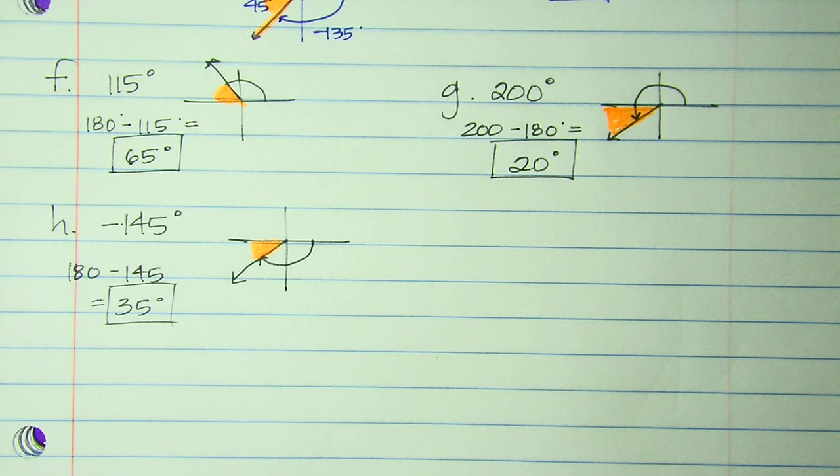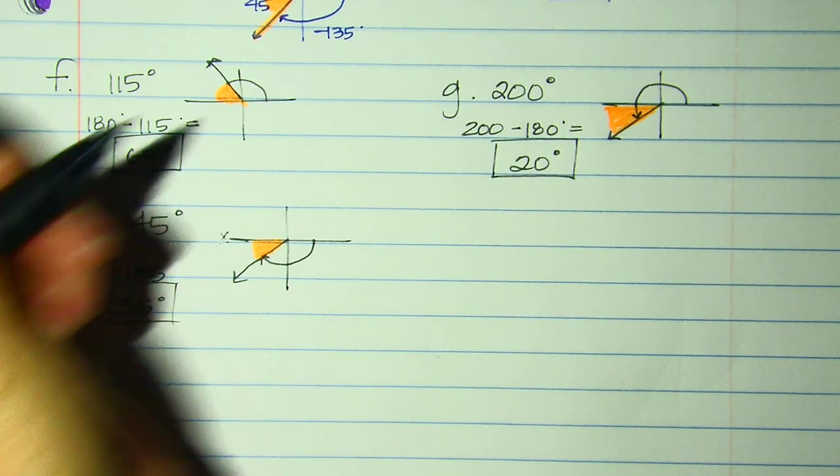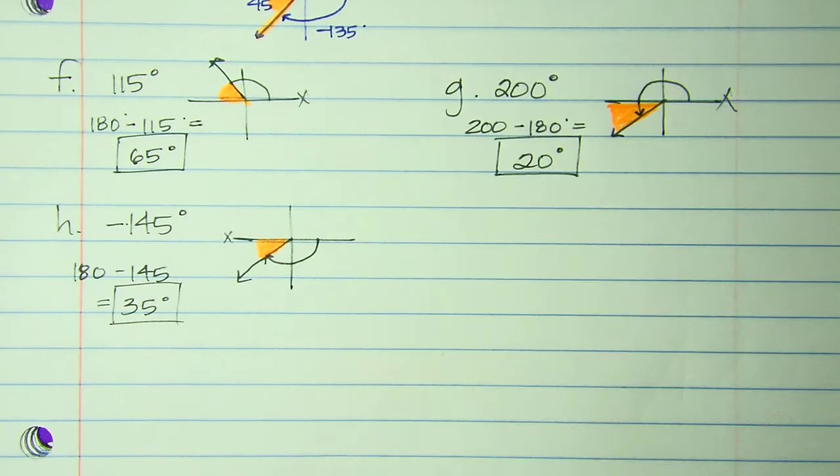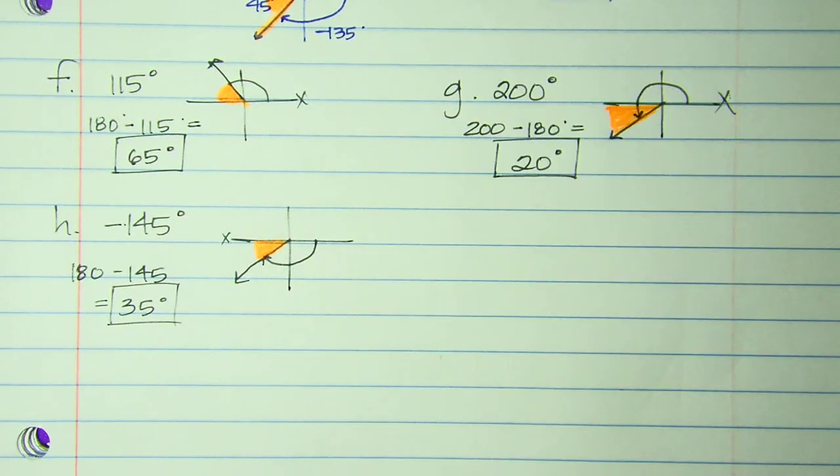Notice I'm always using 180, and that is because a straight line, or the x-axis, right, this is x, and the x-axis is a straight line, which makes 180 degrees.